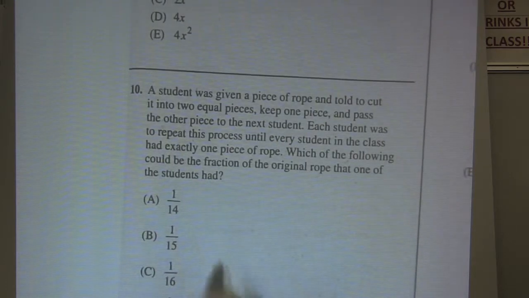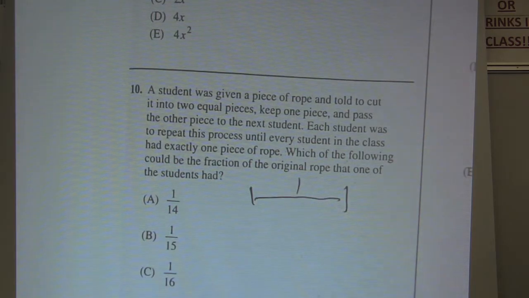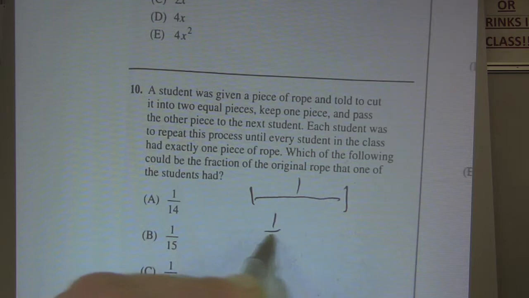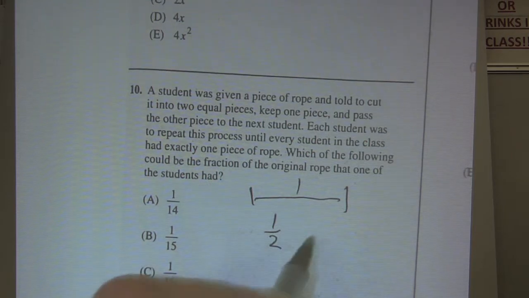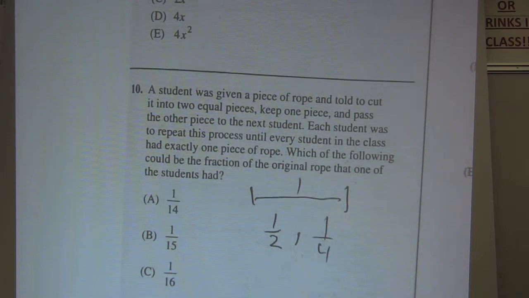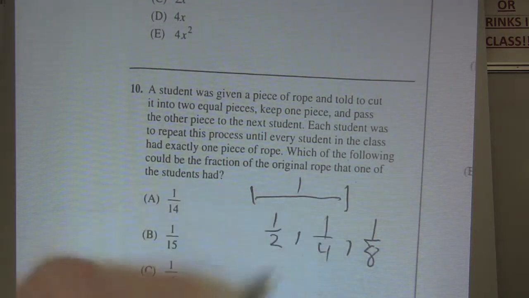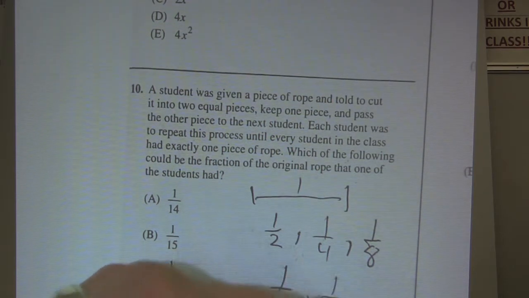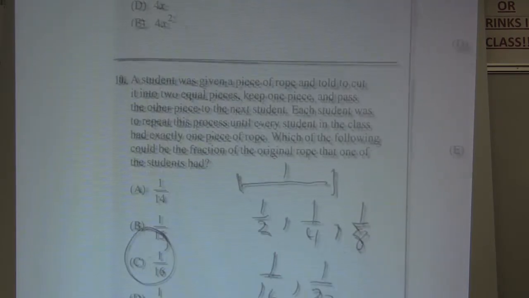Alright, this student's given some piece of rope. He's given a whole piece of rope. I'll just call it 1 whole piece. Then he cuts it in half and passes that on to the next guy. Then that guy cuts it in half. Well, half of a half is a fourth. And passes that fourth to the next guy, and then the next guy cuts a fourth in half. Half of a fourth is an eighth, and half of an eighth is a 16th, and half of a 16th is 1 over 32. So which one of these is going to fit? That guy right there, choice C. So 1/16.